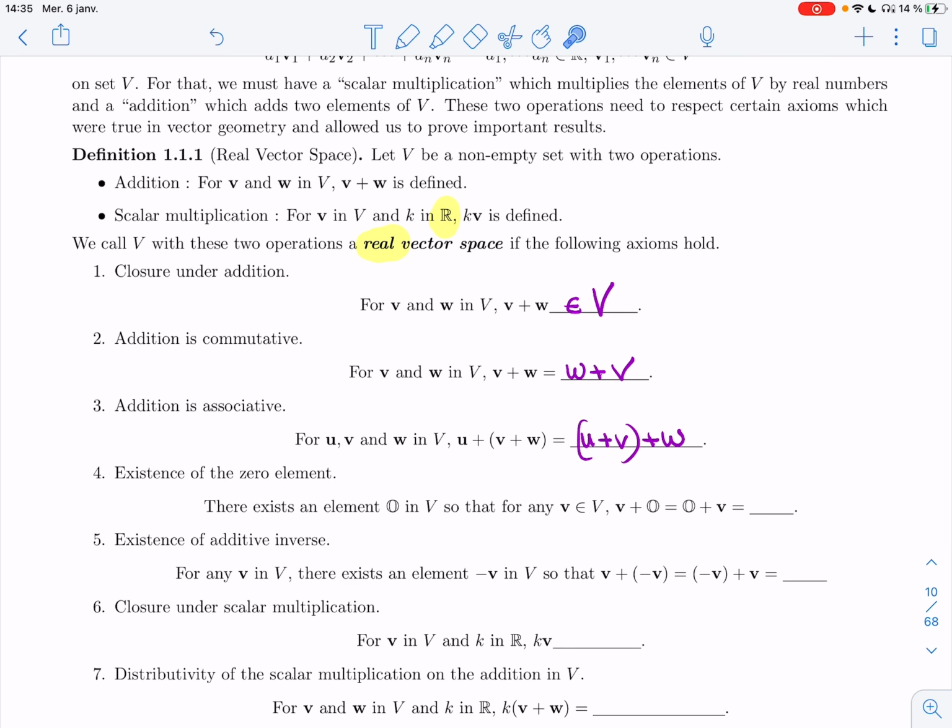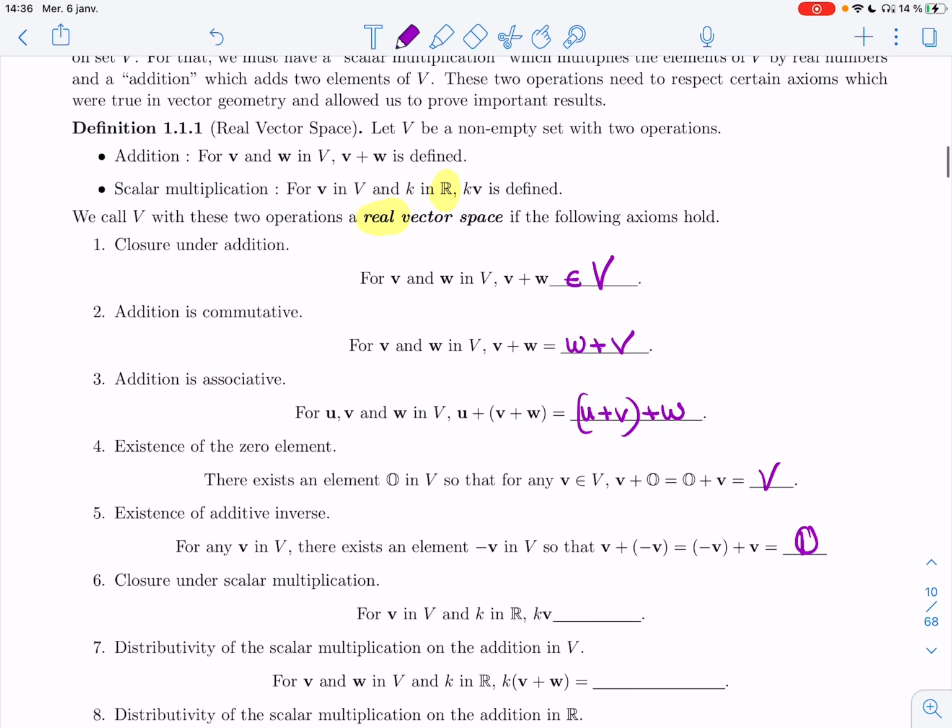Existence of the zero element. In vector geometry, we have the zero vector, and that proved helpful. We want the same thing in general vector spaces. So we need a special element, the zero, which we'll denote this way, in V, so that for any element V in V, both V plus 0 and 0 plus V should give us V back. We need inverses, which means that for any V, I need an element which we'll denote by minus V. And if I add that element to V on either side, I will get the zero element.